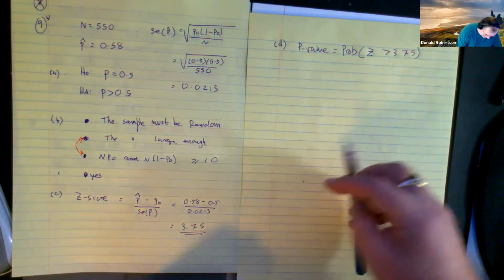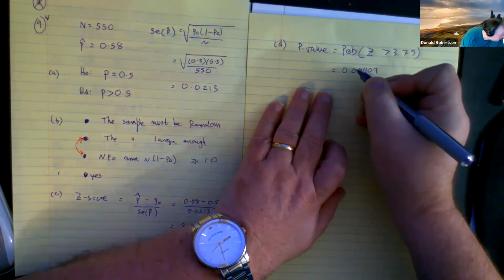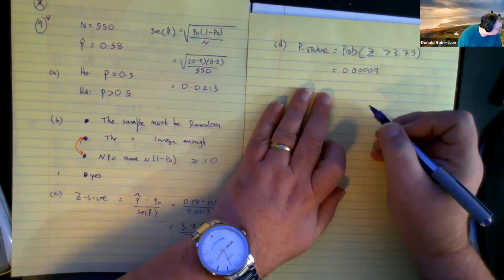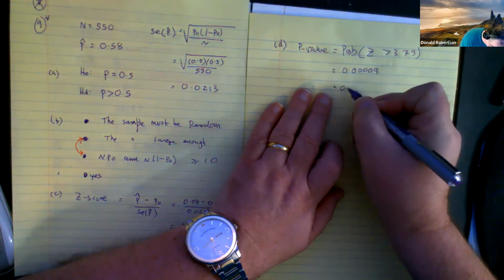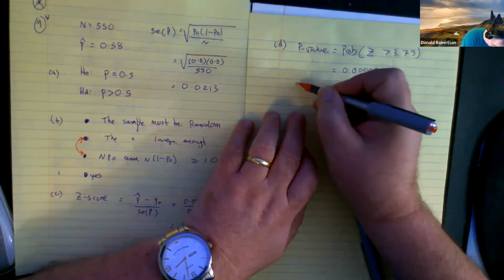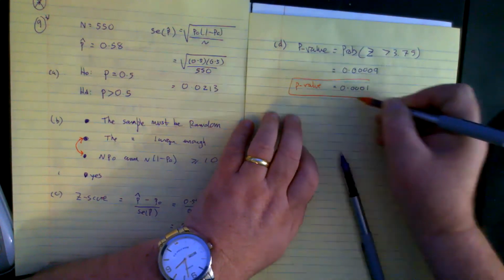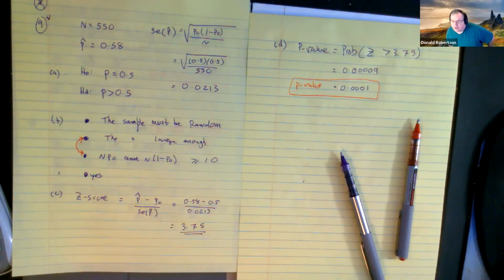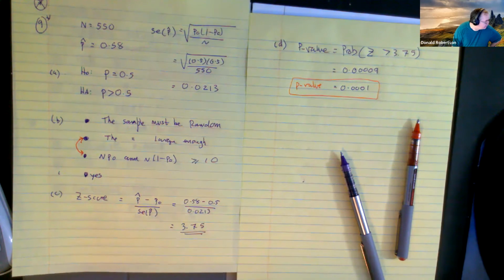And the answer I get is 0.00009. Now, if you round this off to 2 decimal places, let's check, is it 2? Oh, they want 4 decimal places. You get 0.0001, and there is your p-value. It's not 0, but it's darn close to it. And when your p-value is really small, you have got the evidence that you're looking for. So far, so good?